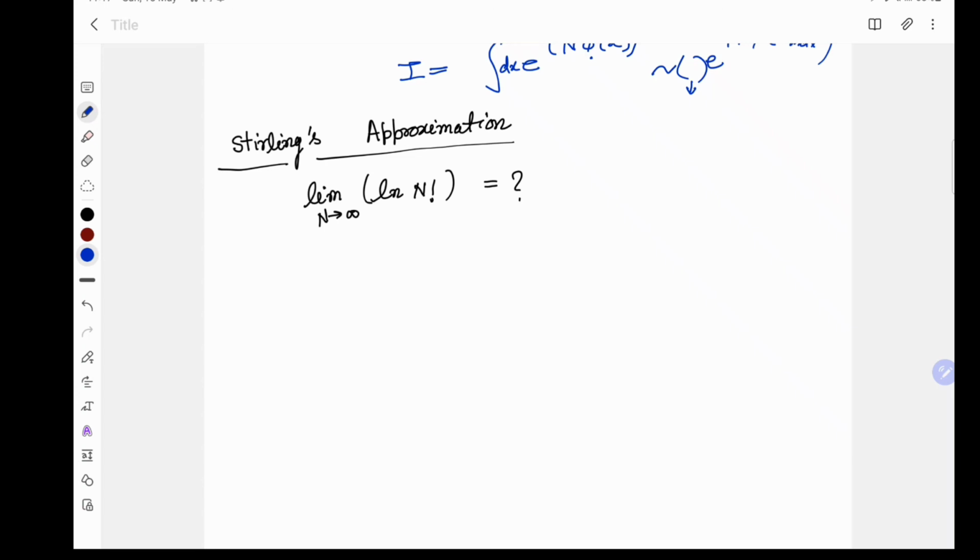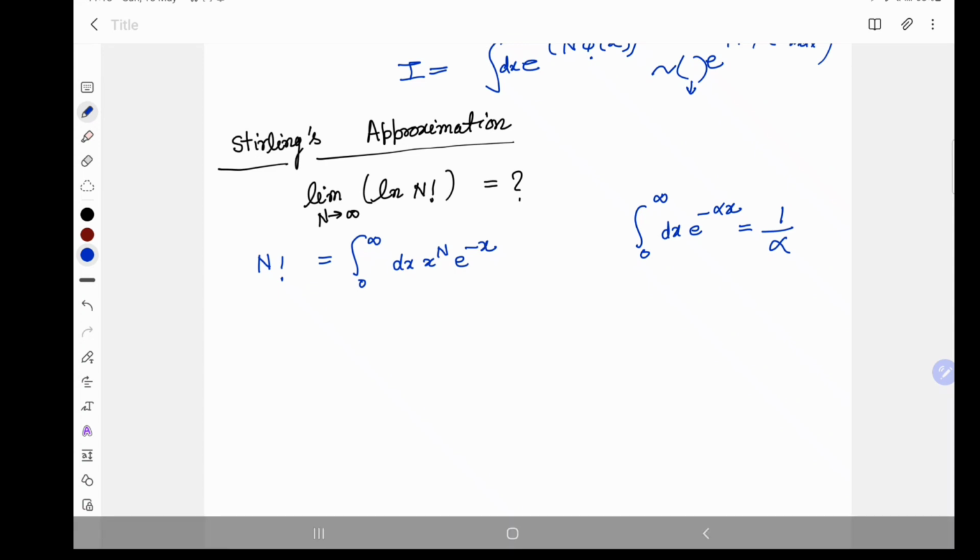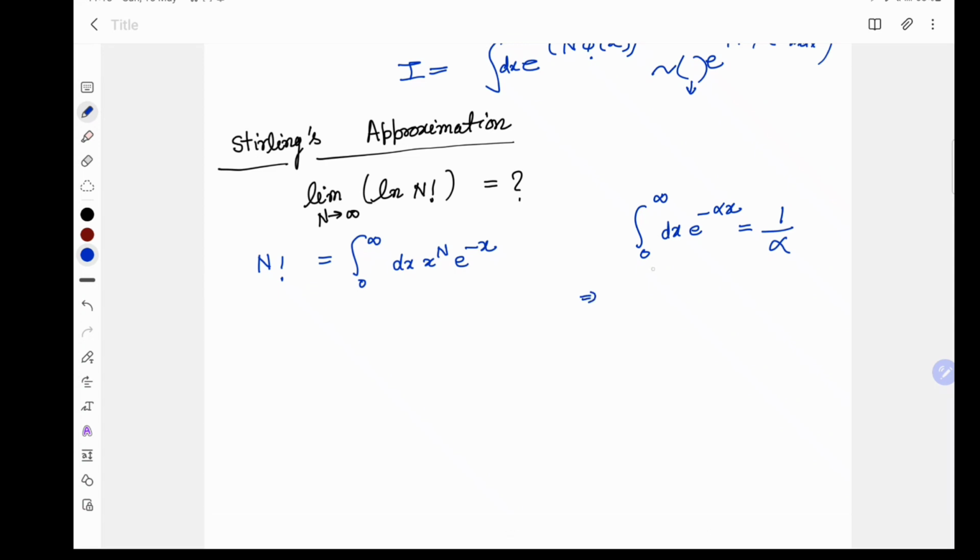So you can write n factorial as the integral from 0 to infinity dx x to the power n e to the power minus x. You can just do it once here also. Let's say we have the integral from 0 to infinity dx e to the power minus alpha x, and this is 1 by alpha. Now if you take the nth derivative, you can do it sequentially also, but I am just doing it directly.